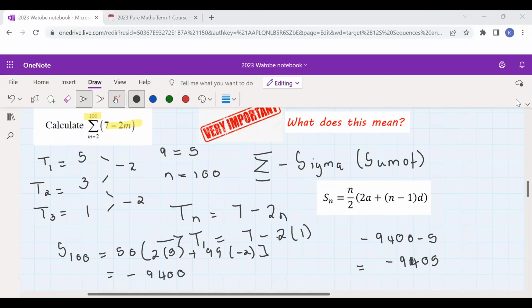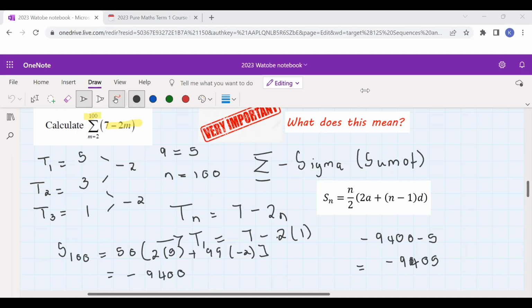iPhone says, why are we minusing 5? Because 5 is term number 1. Okay, remember, the question was, what is the sum from term 2 to term 100? Listen carefully. The question was, what is the sum from term 2 to term 100? Okay, so if term number 1 was 10, we'd minus 10.